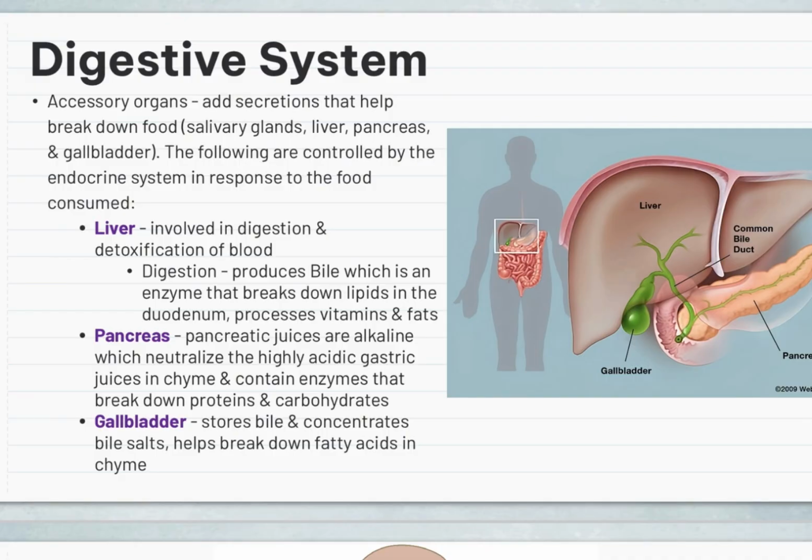Our liver is involved in our digestion and detoxification of blood. Digestion produces bile, which is an enzyme that breaks down lipids in the duodenum and processes vitamins and fats.